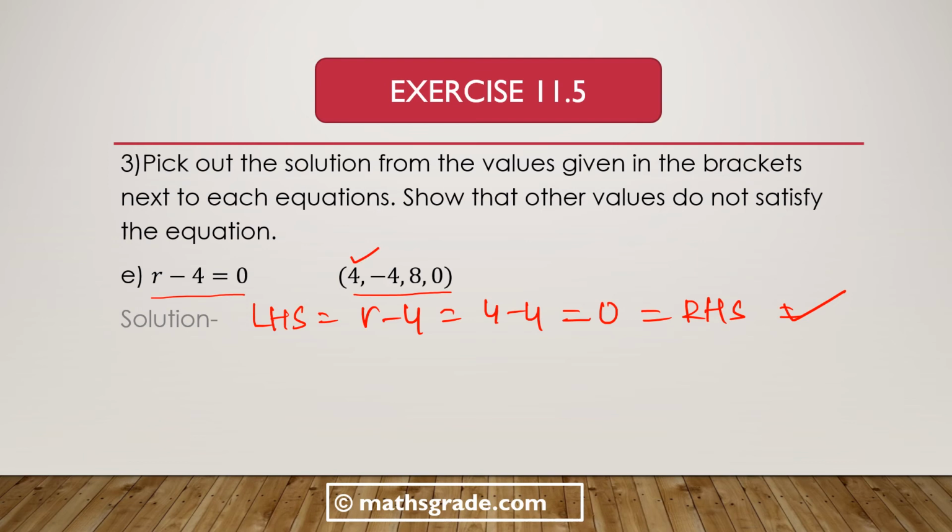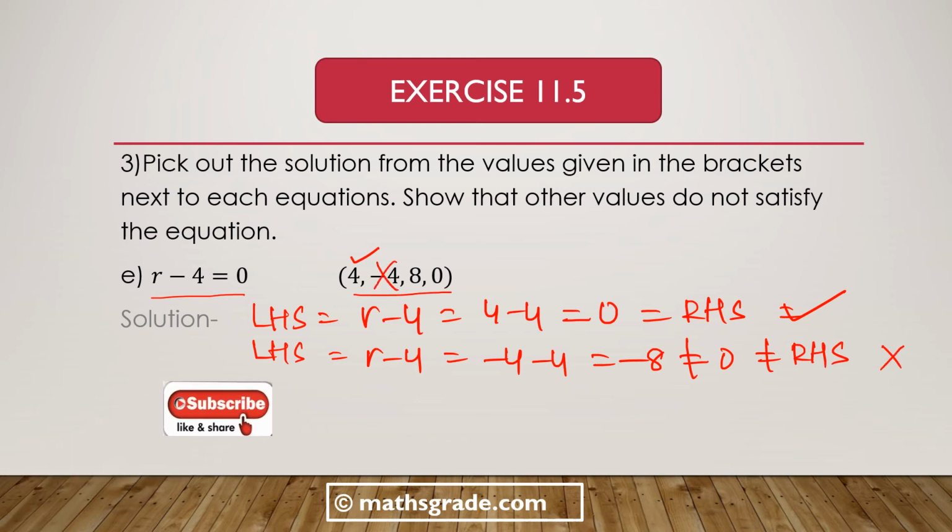Now we have to substitute the variable r equal to minus 4. The left hand side is r minus 4. Substituting r equal to minus 4, the expression becomes minus 4 minus 4. Minus 4 minus 4 is minus 8, which is not equal to 0, not equal to the right hand side. So this is not the solution. r equal to minus 4 is not the solution for the given equation, r minus 4 equal to 0.